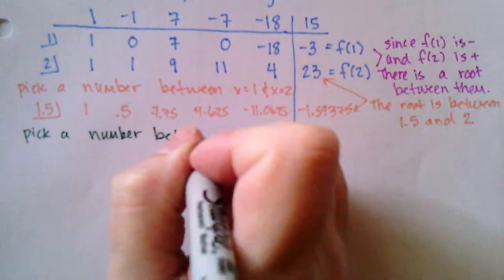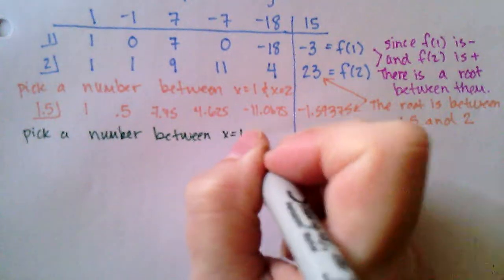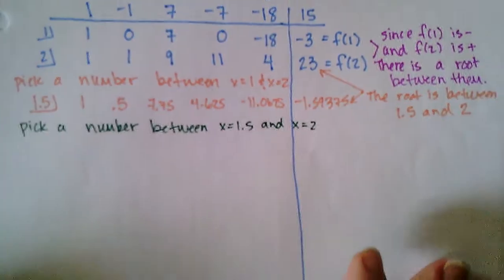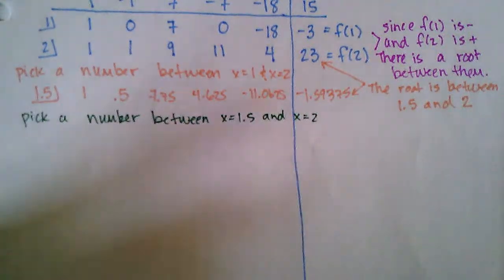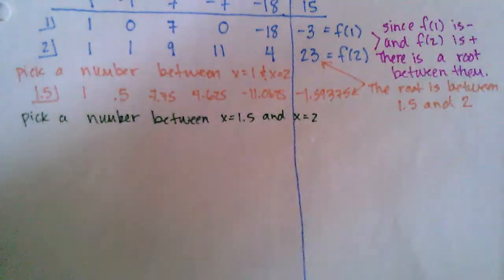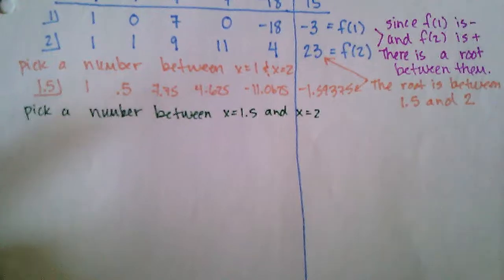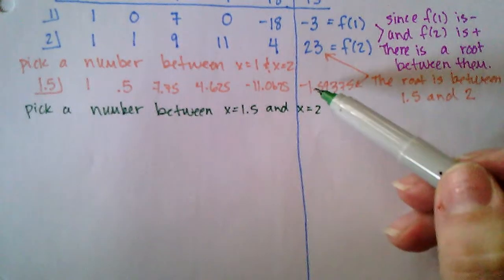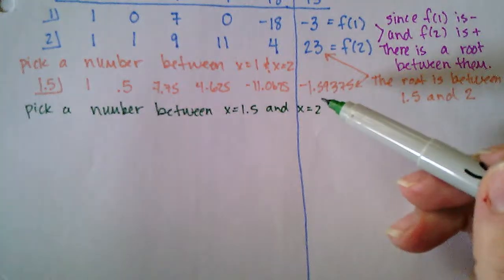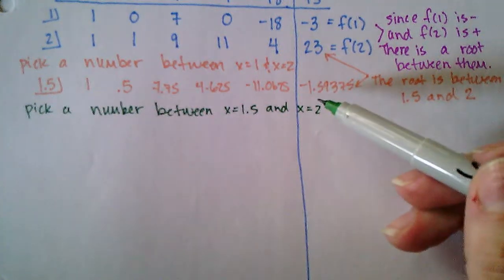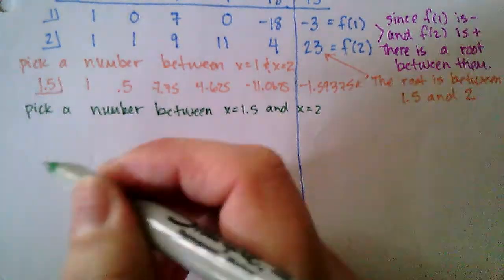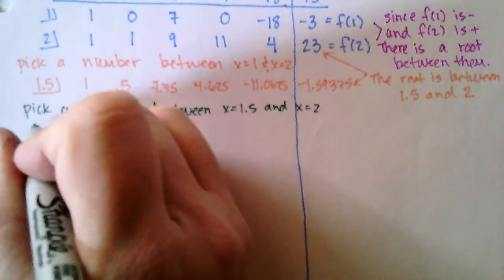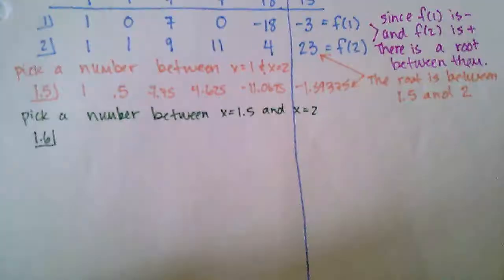Pick a number between x equals 1.5 and x equals 2. So let's pick something close. It's probably closer to 1.5 than it is to 2. So maybe I'll pick 1.6 or 1.7. I'll just pick 1.6.